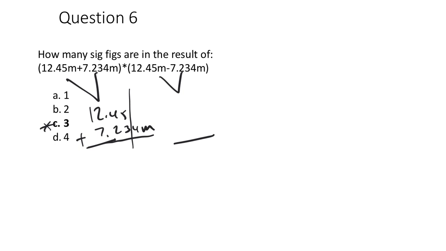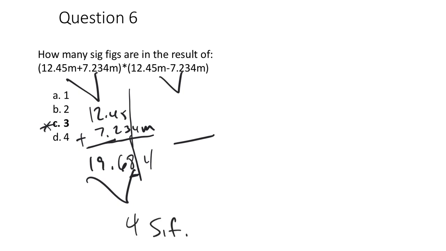12.45 plus 7.234. If I just write down the calculator, what I get on the calculator screen is 19.684. And so that's going to be good to the fourth significant figure. So it turns out that number there is good to 4 significant figures. I don't necessarily have to round it.